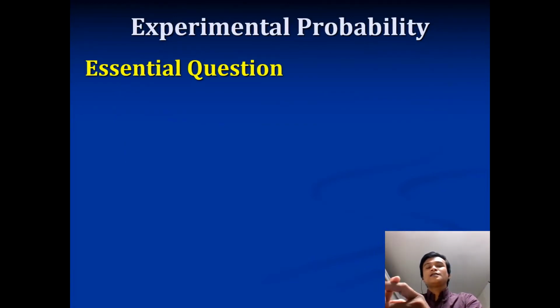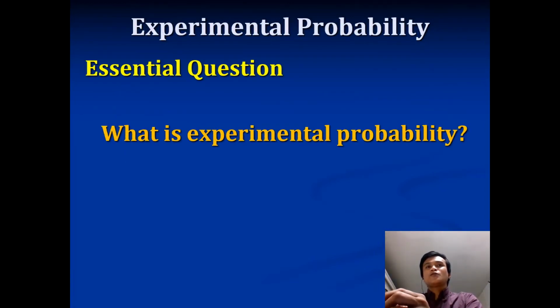Essential question: What is experimental probability? After dealing with the example, after using the formula, what is experimental probability?